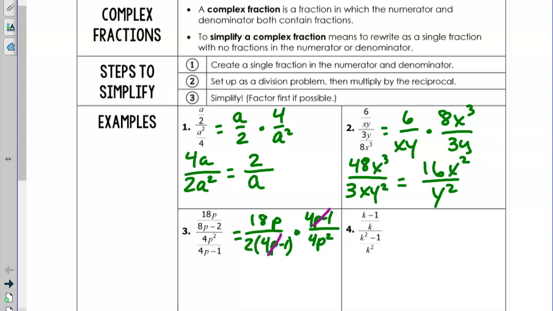If you want, we could go ahead and keep doing that if that doesn't mess anybody up. Or you can write 18p is what's left in the top. 2 times 4 gives us 8p squared. So just multiply the top and the bottom together. 18 over 8, what will that reduce to? 9 over 4, good. 9 fourths, and then p over p squared. Very good, p in the bottom. 9 over 4p. How about that one, feel good? Everybody doing okay so far?